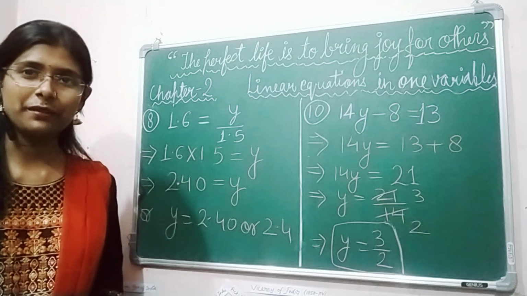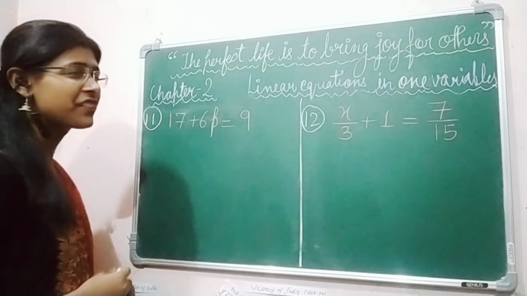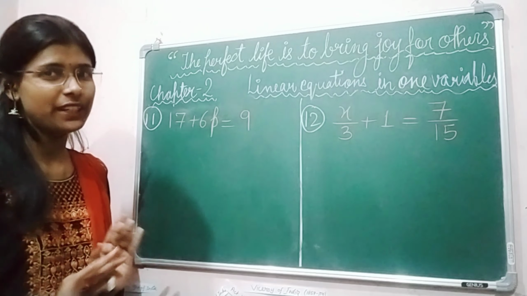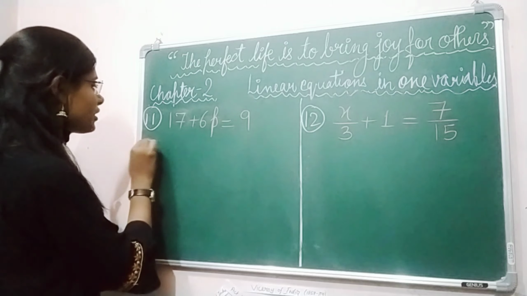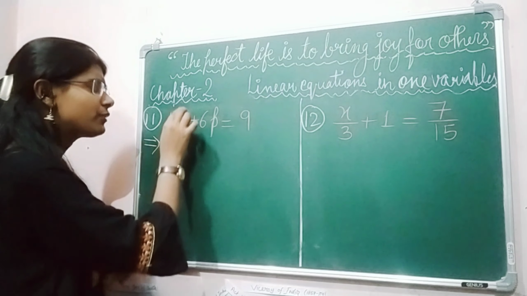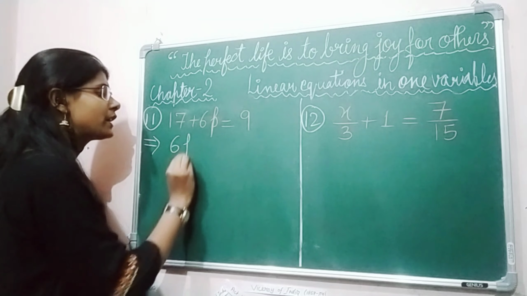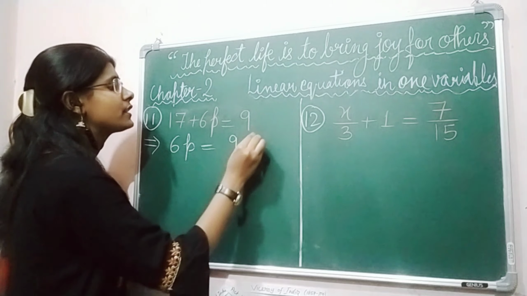10. Okay. Now let's see a different variable in question number 11, that is p. So do not worry, it is as similar as the earlier question. We will write it as 17 plus 6p. I think we should transfer 17 because 6 is nearest to p, right? So 6p is equal to 9 minus 17.